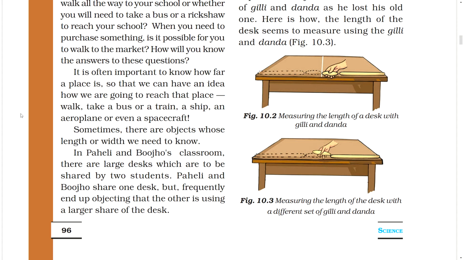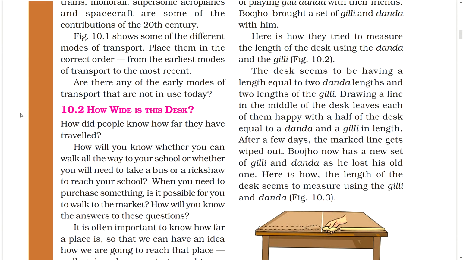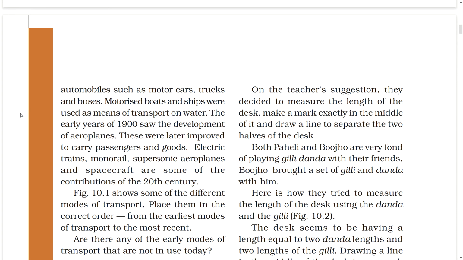Paheli and Bojo share one desk, but frequently end up objecting that the other is using a larger share of the desk. On the teacher's suggestion, they decided to measure the length of the desk, make a mark exactly in the middle of it, and draw a line to separate the two halves of the desk.